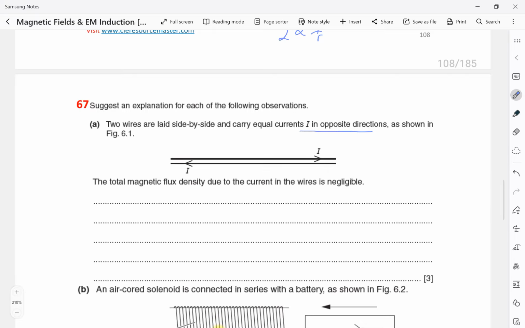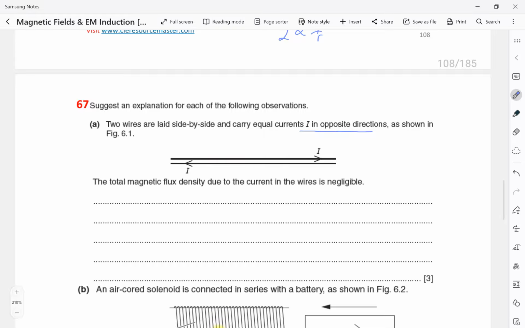So the question is, the total magnetic flux density due to the current in the wire is negligible. Two wires are laid side by side and carry equal currents I in opposite directions as shown. We want to suggest an explanation for each of the following observations.